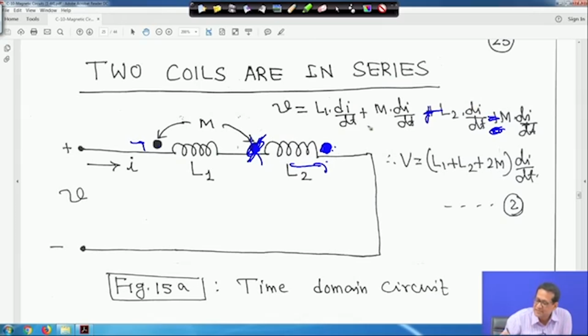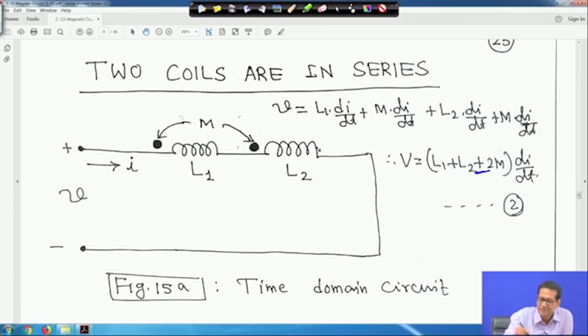Sorry, not this one. Here, let me clear it. The sign of this one will be minus. If you put the dot here instead, because here the current is entering and there the current is leaving, in general, instead of plus it will be minus. It will be L1 plus L2 minus 2M. In general this should be L1 plus L2 plus or minus 2M, because if you put the dot here, the current leaves.